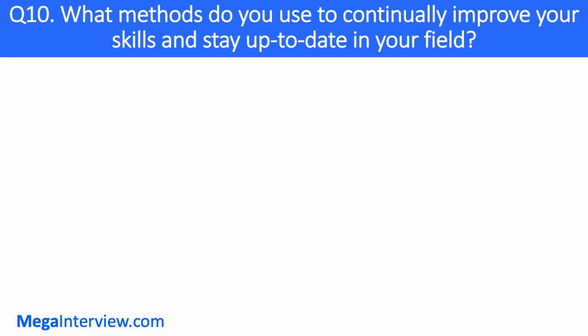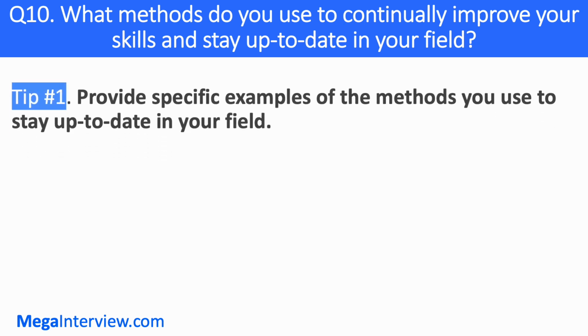The final question on our list is, what methods do you use to continually improve your skills and stay up to date in your field? Here are two tips. Tip number one, provide specific examples of the methods you use to stay up to date in your field, such as attending industry conferences, networking with other professionals, or participating in training courses.